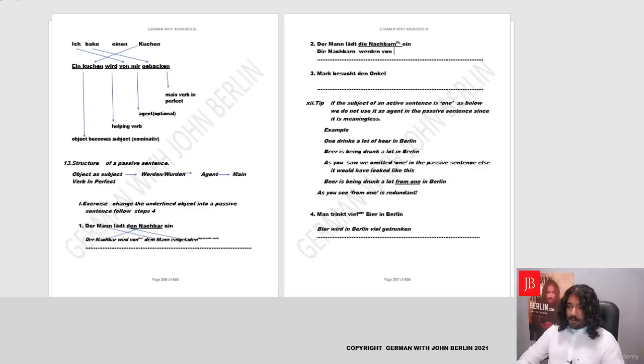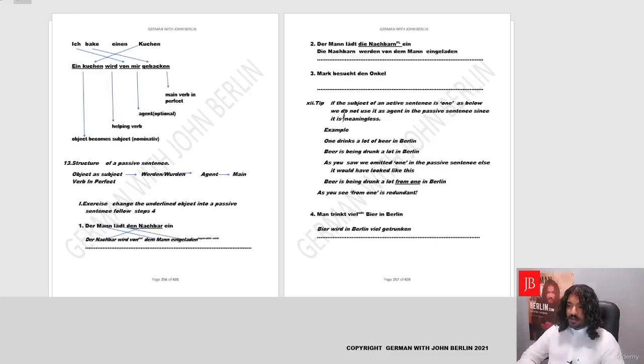Von dem Mann. How did I get dem? Von is dative, and dative articles are dem, der, dem, den. So masculine is dem. So then die Nachbarn werden von dem Mann. Then the main verb is einladen. If you remember, we'll change it into perfect, eingeladen. Yes, the neighbors are being invited by the man.